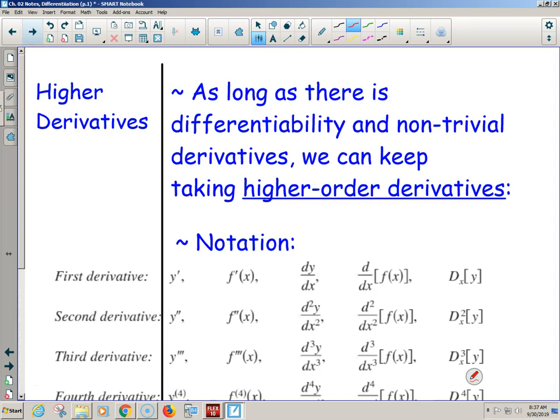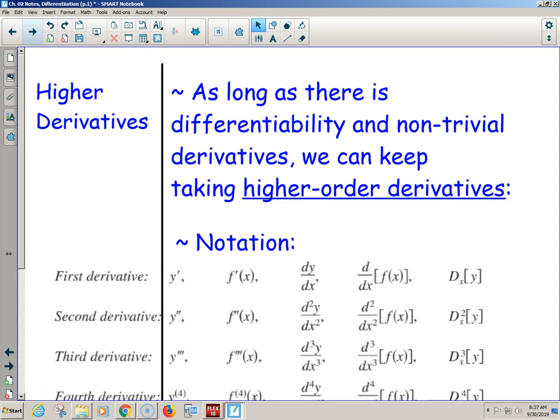Don't be overwhelmed. Check out the chart. All you've got to do is write down a couple and then there's a pattern. As long as there's differentiability and non-trivial derivatives, we can keep taking higher order derivatives.